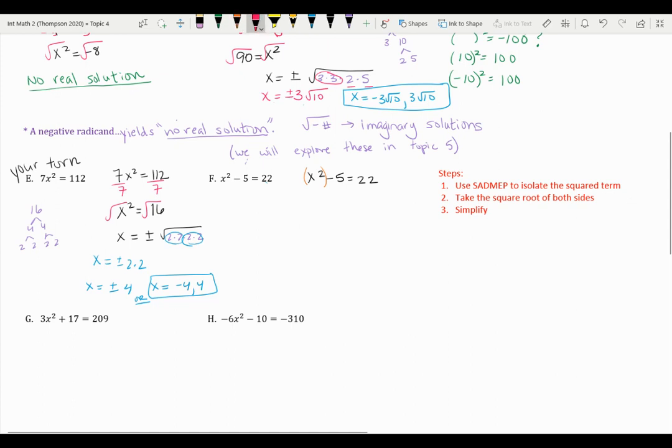Well, the operation here is that I'm subtracting 5. So the inverse operation is going to be to add 5. So I get x squared equals 27. How do I get x by itself? I take the square root. That's the inverse operation of squaring something. Whatever I do to one side of the equation, I have to do to the other. So now I need to take the square root of 27.